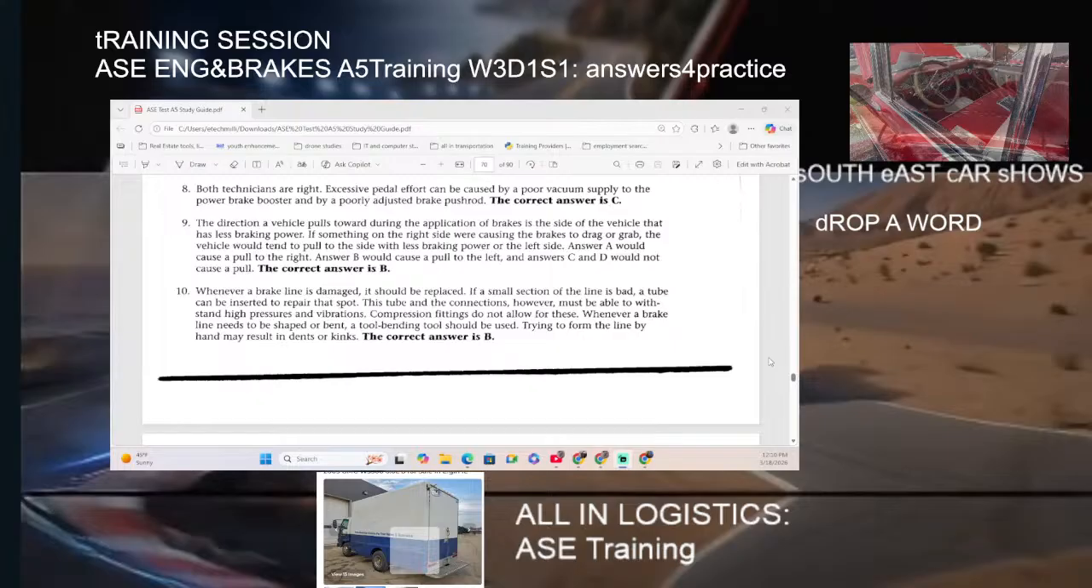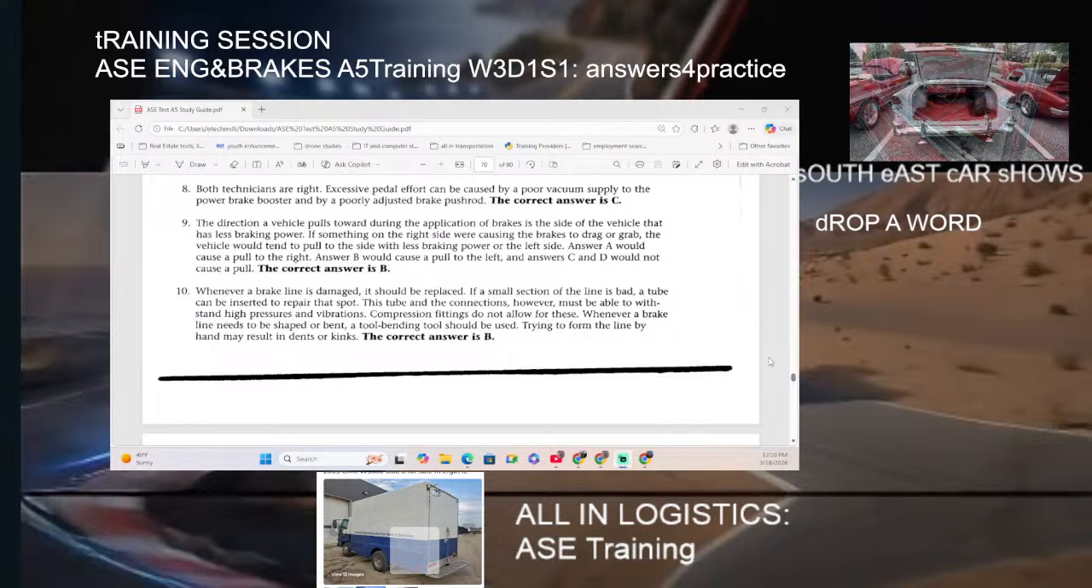9. The direction a vehicle pulls toward during the application of brakes is the side of the vehicle that has less braking power. If something on the right side were causing the brakes to drag or grab, the vehicle would tend to pull to the side with less braking power, or the left side. Answer A would cause a pull to the right.